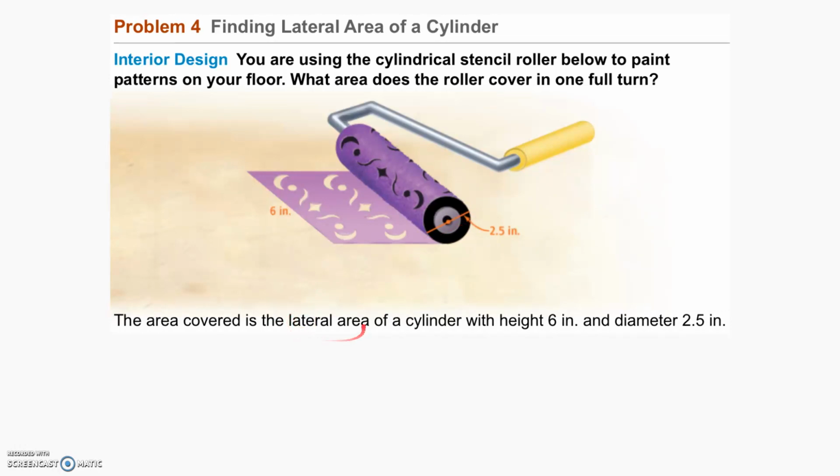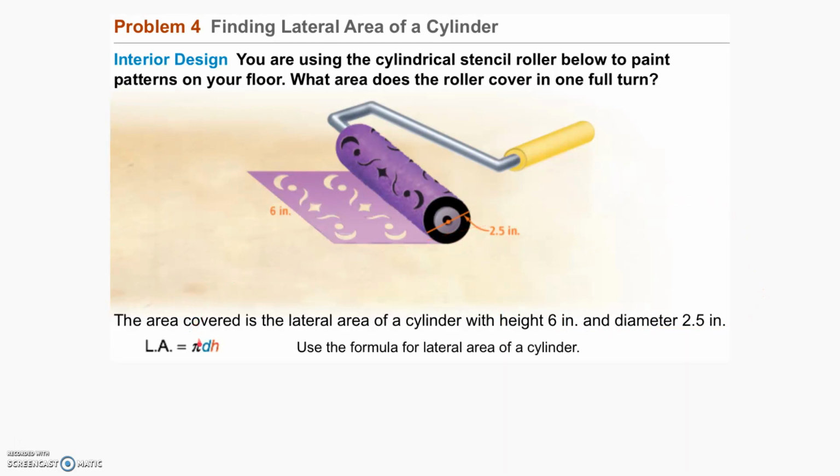So again, we've got lateral area, and we are going to be finding lateral area here because the area of the bases doesn't really factor into this. Notice that the sides of the cylinder are never going to paint the floor. We've got a height of 6 inches and a diameter of 2.5. So let's look at our formula.